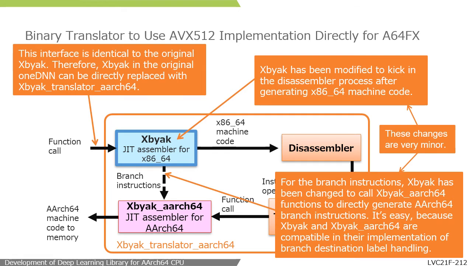Xbyak used in the translator has been slightly modified from the original. For example, Xbyak has been modified to kick off the disassembler process after generating Intel machine code. This change is very simple. Just a single step was added to call the disassembler. And for the branch instructions, Xbyak has been changed to call Xbyak AArch64 functions to directly generate ARM branch instructions. This change is also easy because Xbyak and Xbyak AArch64 are compatible in their implementation of branch label handling. The interface of the modified Xbyak is identical to the original Xbyak. As an alternative to the original Xbyak, the translator can be directly inserted into oneDNN.